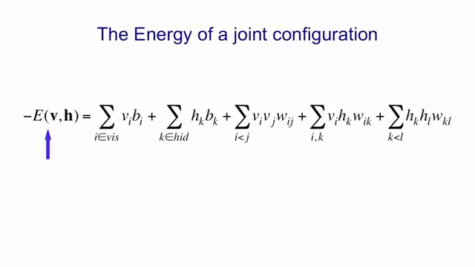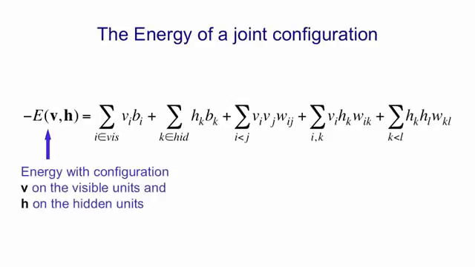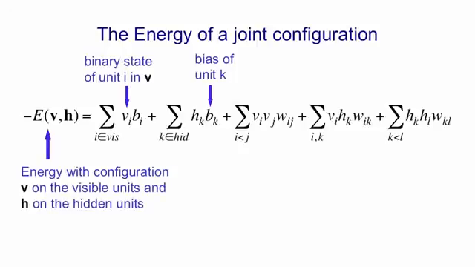The energy of a joint configuration of the visible and hidden units has five terms in it. I've put the negative energy to save having to put lots of minus signs. And so the negative energy of the joint configuration v,h, that's with vector v on the visible units and h on the hidden units, has bias terms, where v_i is the binary state of the ith unit in vector v, and b_k is the bias of the kth unit, in this case a hidden unit.